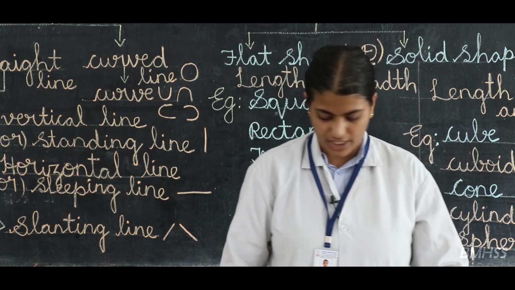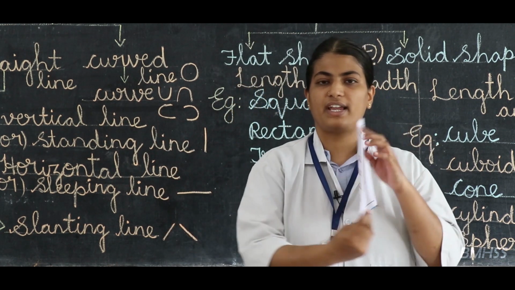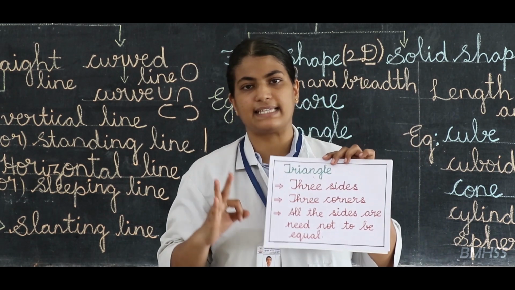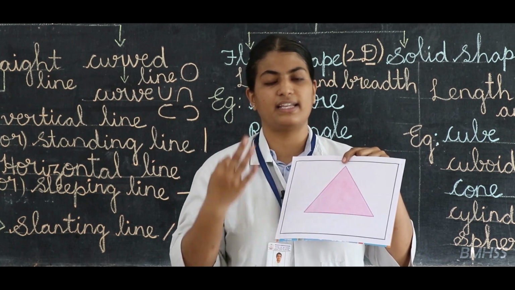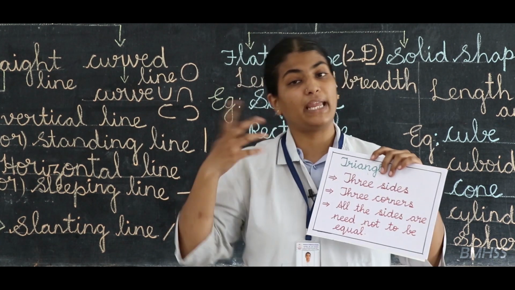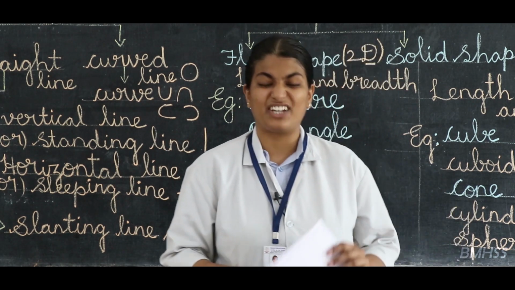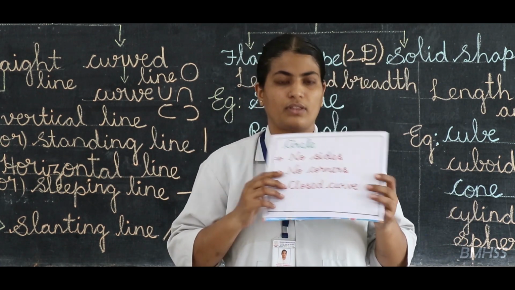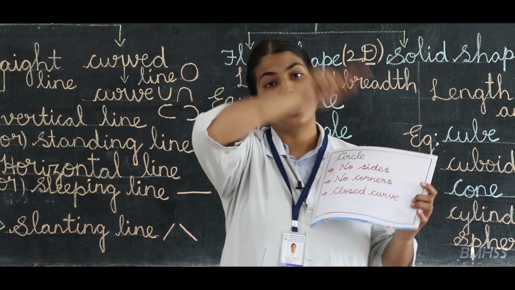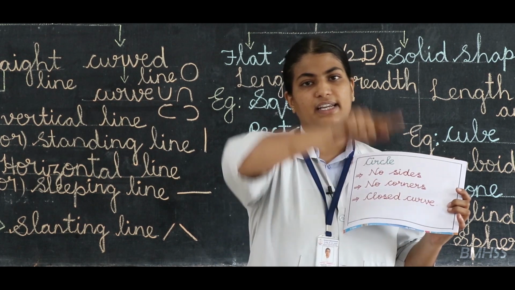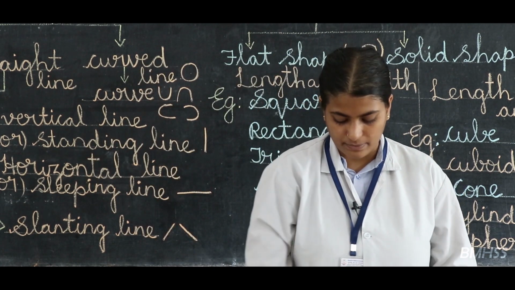The third flat shape is the triangle. In a triangle, you have 3 sides and 3 corners. 1, 2, 3. 3 sides and 3 corners. The sides may be equal, may not be equal. Okay, children. The next flat shape is the circle. So, a circle has no side, no corner. It is a closed curve. Where it starts, it will come around and end there. Okay, children. It is a closed curve.